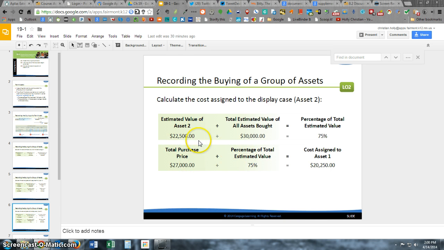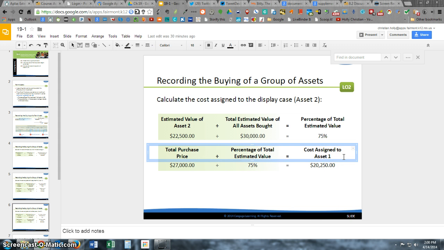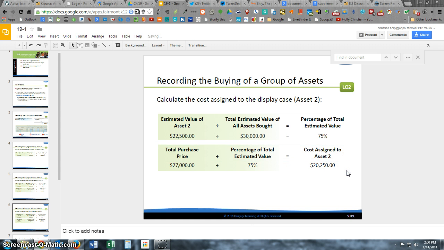I'll do the same thing with the second asset. It was valued at $22,500. I divide it by the total $30,000. I get an estimated value of 75%. So 75% of my purchase price, $27,000, is $20,250. This is the cost I'm going to assign to, and it should be asset number 2 here, not number 1, asset number 2. So even though the value is higher than what I paid for it, I want to make sure I'm journalizing what I paid for it based on the value.